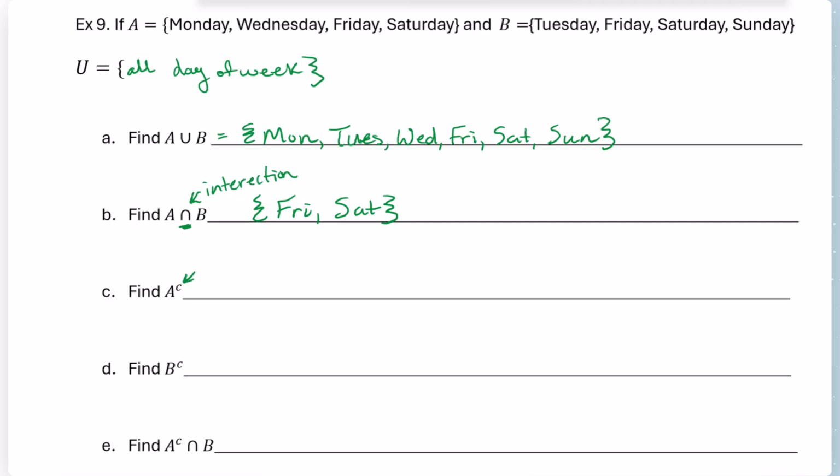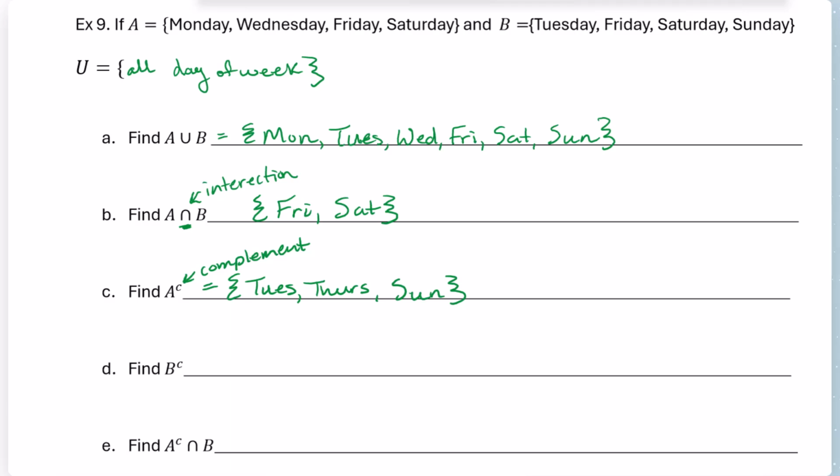Looking at a complement, remember the complement is what's not in A. So the universal set is we're looking at all 7 days of the week. A already has Monday, Wednesday, Friday, Saturday. What's not in set A? Well, Tuesday is not in set A. Neither is Thursday in set A, and neither is Sunday in set A. And so the complement is what's not in A. A doesn't have Tuesday, Thursday, or Sunday from the days of the week.